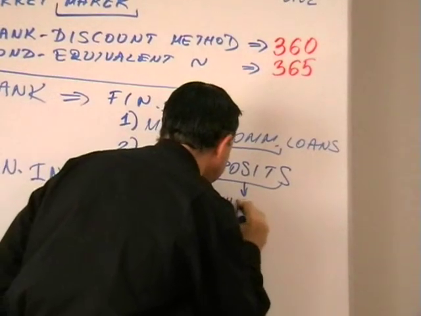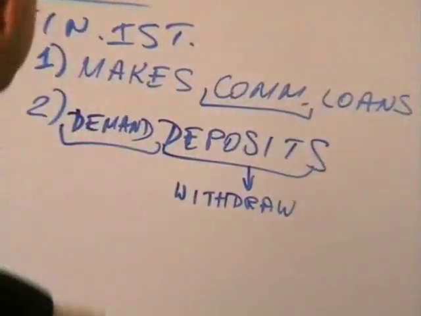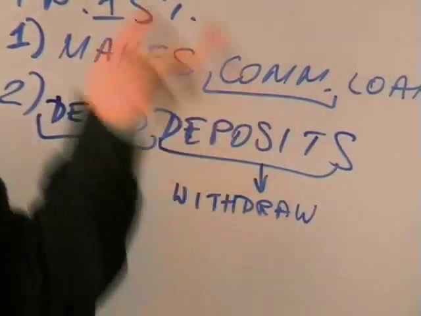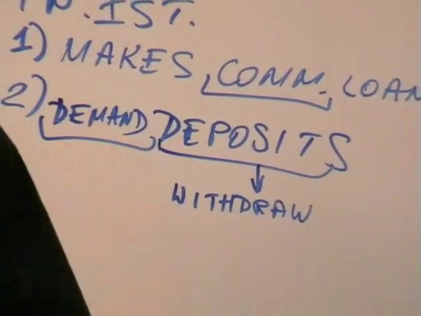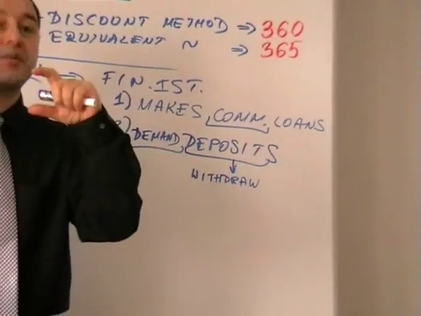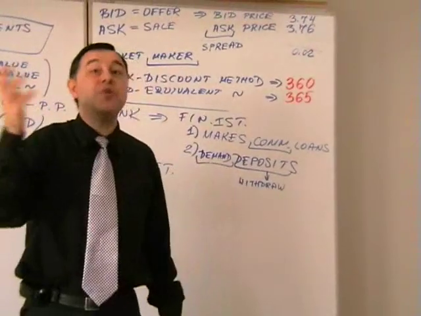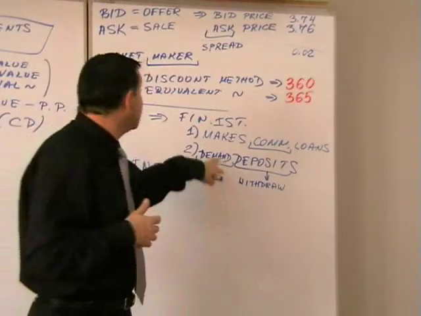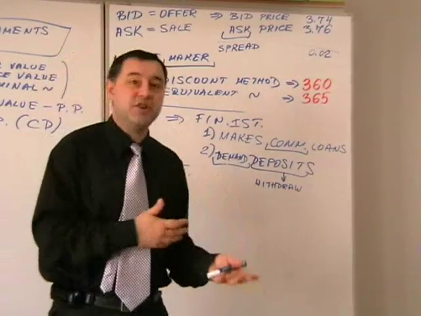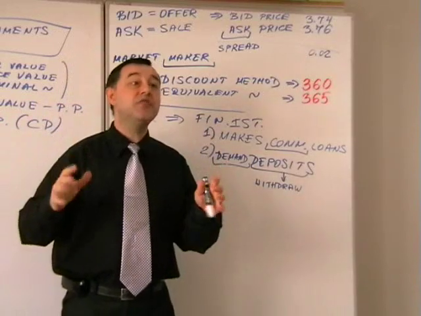So what's the difference between the demand and the checkable deposits? All right, so a checkable deposit is a demand deposit on which a check can be written. So it's a demand deposit also with a checkbook. But the checkbook is not a requirement. The demand is the requirement. So it may have a check, it may not have a check. The check is irrelevant.